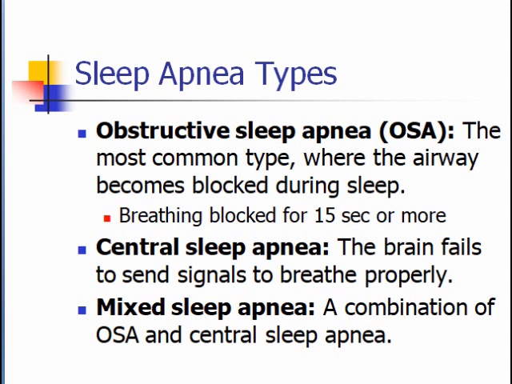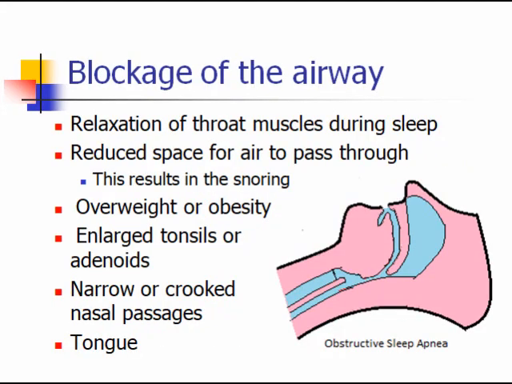Now, central sleep apnea is when you have a condition in the brain that fails to send signals for us to breathe. And so we just don't have that trigger. And the last one is a mixture of both. I'm not going to cover central sleep apnea or mixed sleep apnea. I'm going to talk specifically about obstructive sleep apnea because later on we're going to try and fix that problem using CPAP.